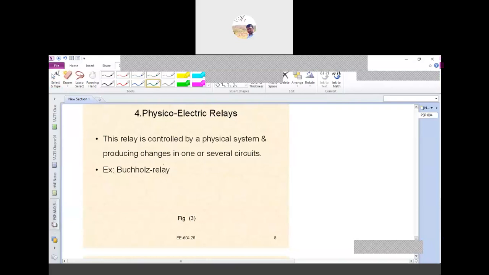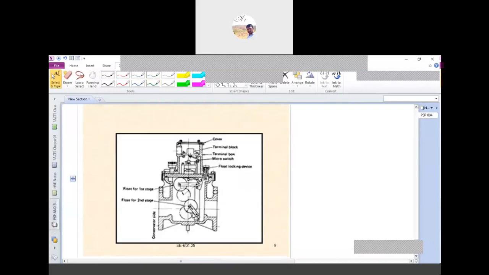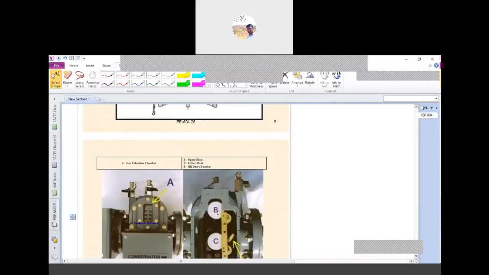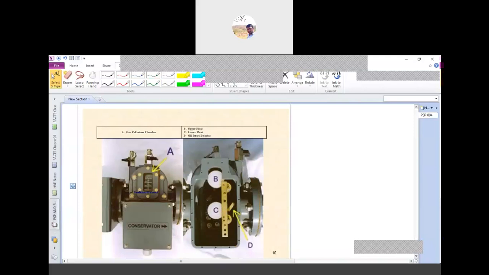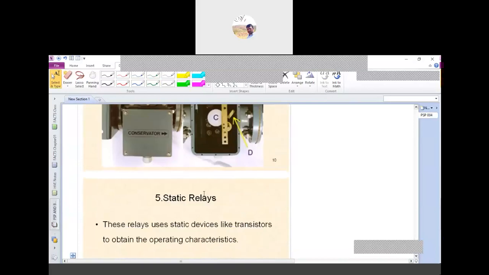So due to the bimetallic strip, the spring function will be activated, and that will be given to the trip circuit. The relay contact will then close, and that signal will be given to the trip contact.